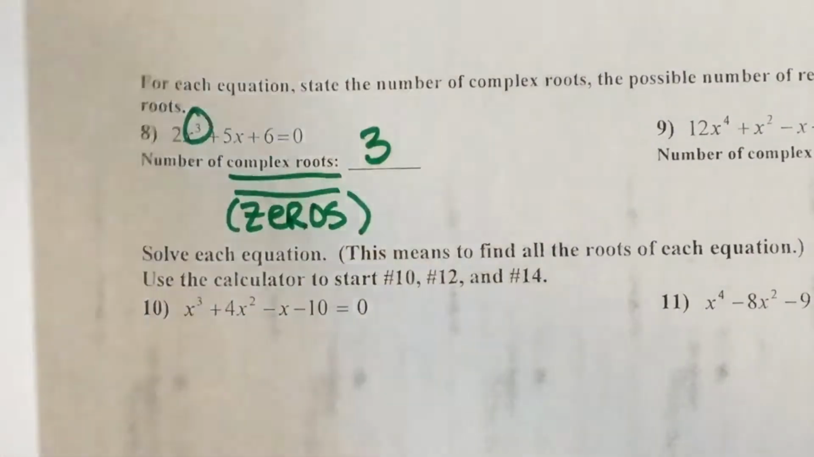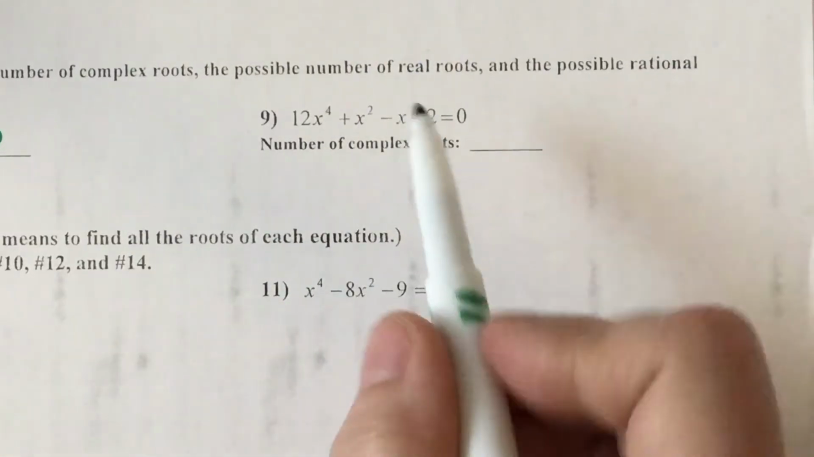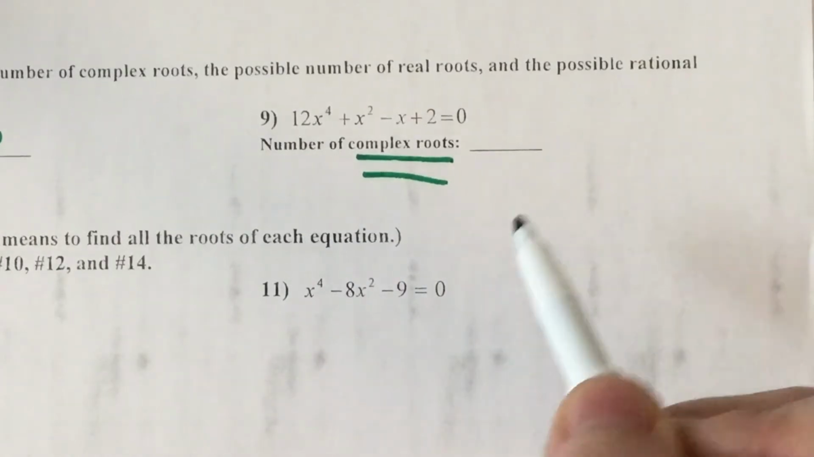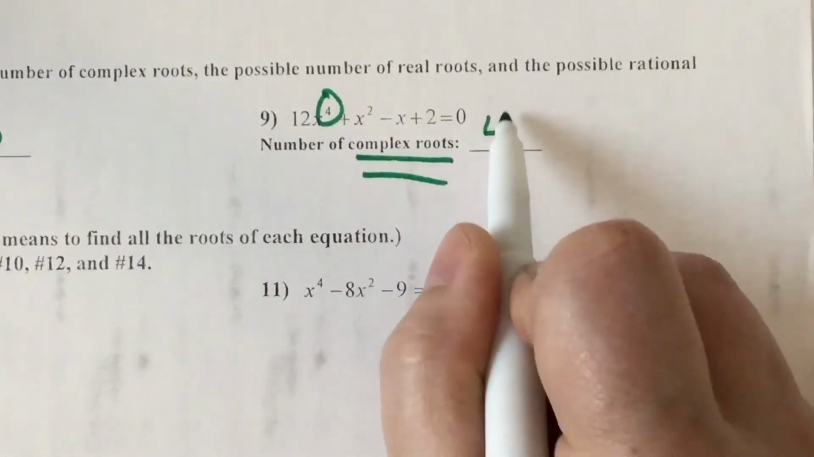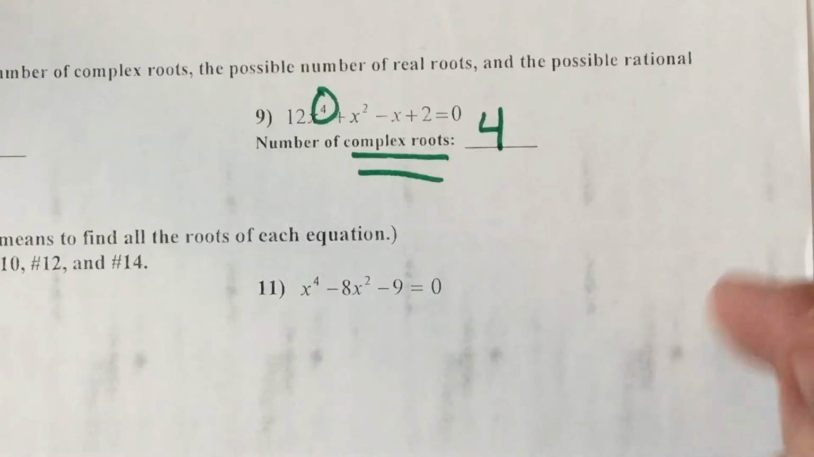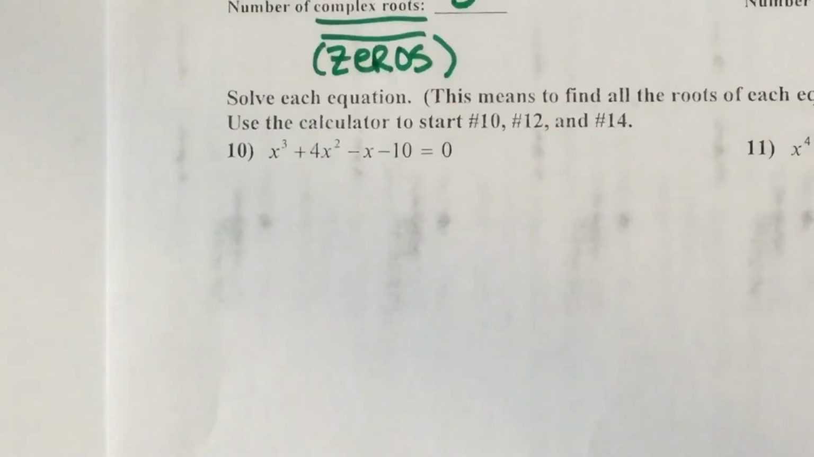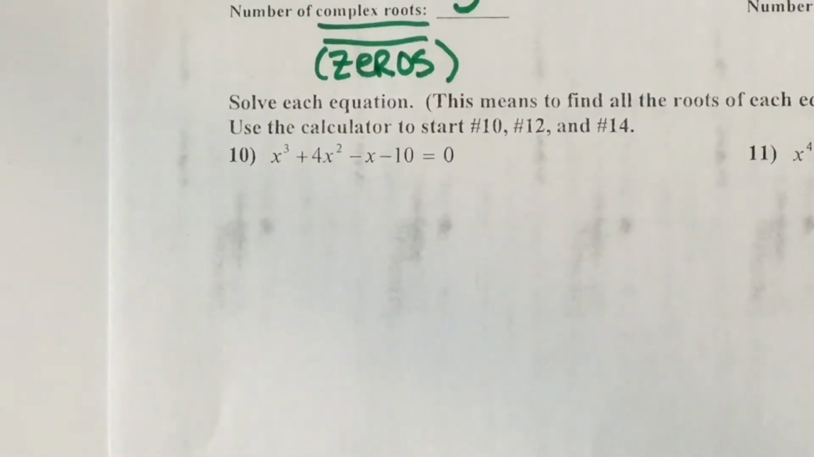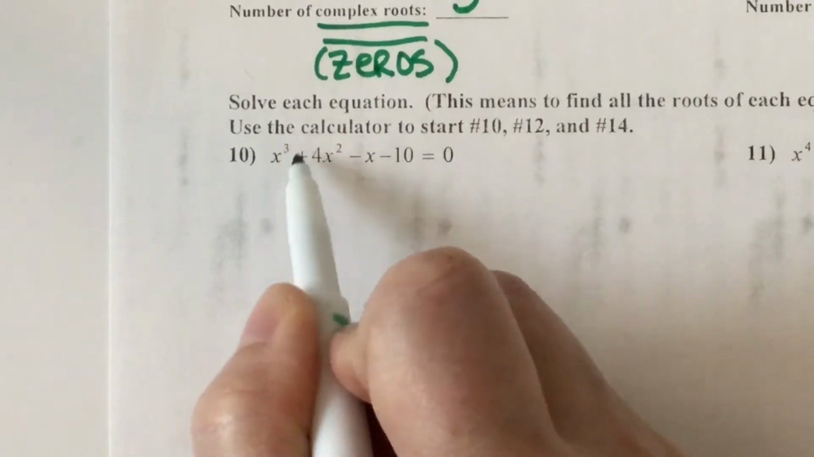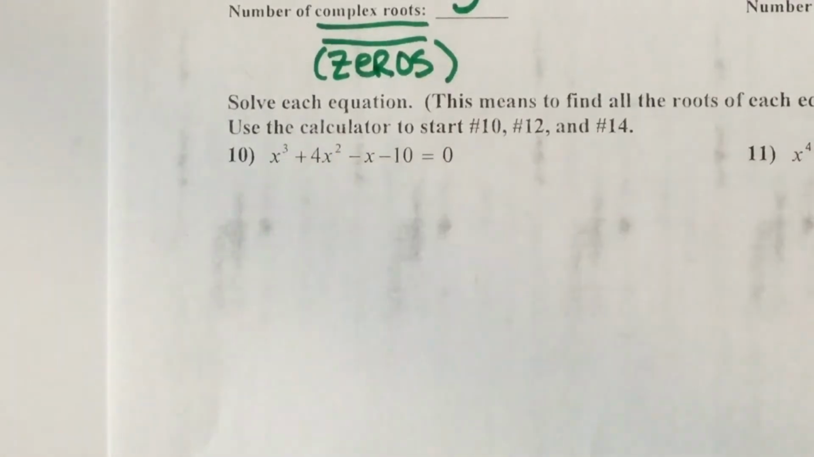All right, look at number 9. How many complex roots? 4. Whatever the highest exponent is, that's how many complex roots, or how many zeros, or how many answers. Okay, then from there, we just start solving like we've been doing for the last several days. So number 10 is going to have 3 answers. All right, so I'm going to put that into my graphing calculator. So here we go.